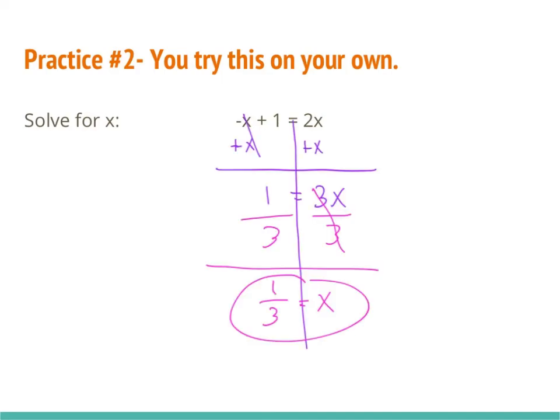How did you do? Were you able to get the same answer that I got? Hopefully you did. I got x equals 1/3. It's okay to get fractions as your answer. Fractions are a part of life. So hopefully you got the answer correct. If not, go ahead and look through my work, see where you may have made your mistake and correct your paper. That brings us to the end of this video.